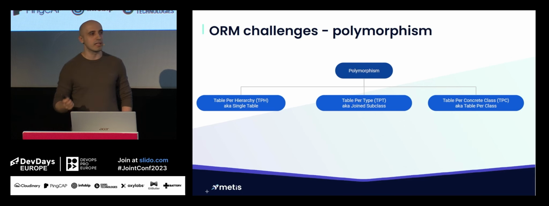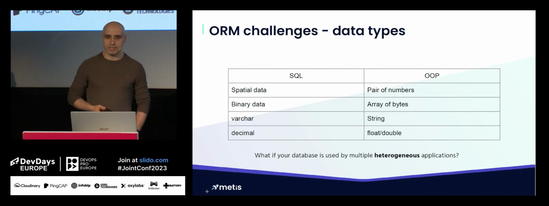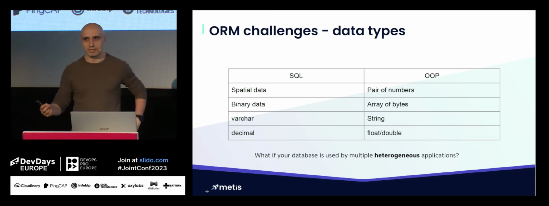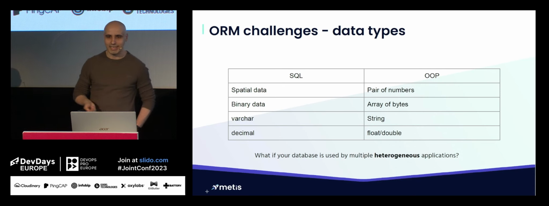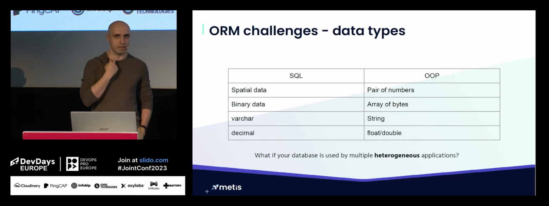That's the thing. But this can get bad even with very simple things. For instance, data types. I briefly mentioned spatial data. How do we keep spatial data, so basically coordinates on the planet, in our database, and how do we extract them to our ORM and to our application code?